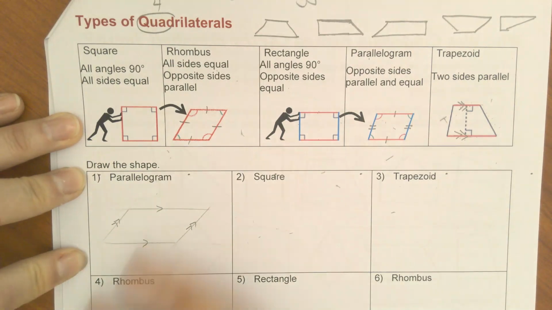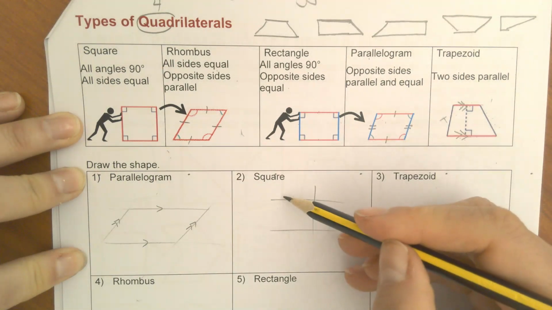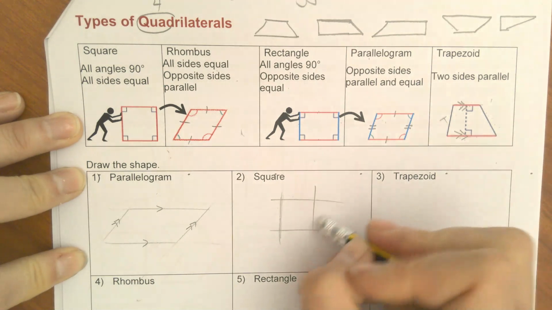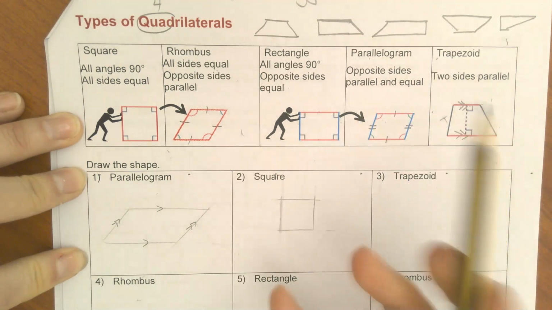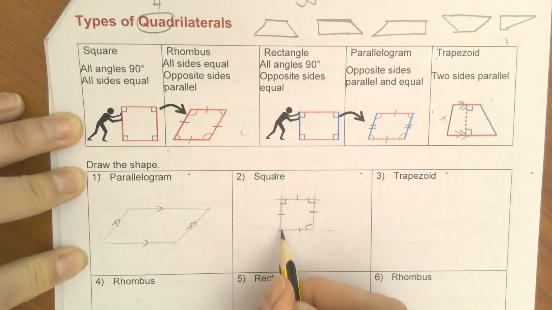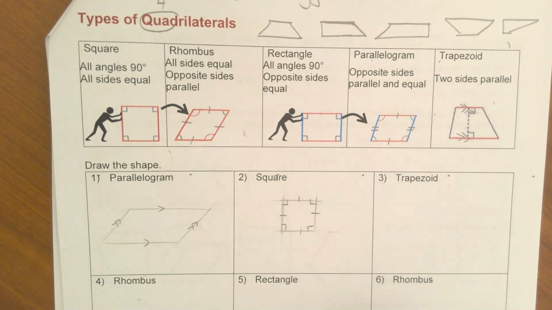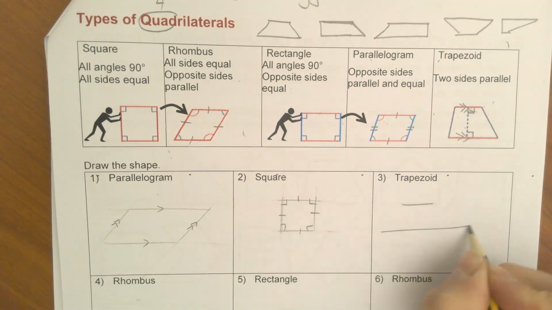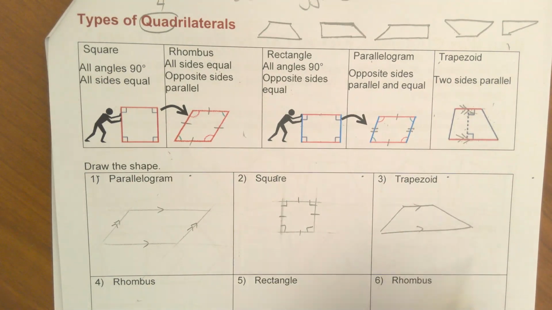Okay? A square. Then I'm going to try and make it there. That looks like a square. That's where all the sides are the same and they're 90 degrees inside. A trapezoid, that's the crazy one. The only thing you have to start with is 2 parallel lines. And then you can connect these any way you want.